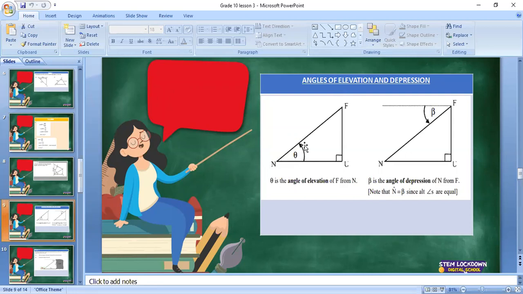You need to raise your head up. Otherwise, you can never see F. We can never see the mango on the tree. So you need to elevate. You need to go through this angle for you to see. So this angle is called elevation.